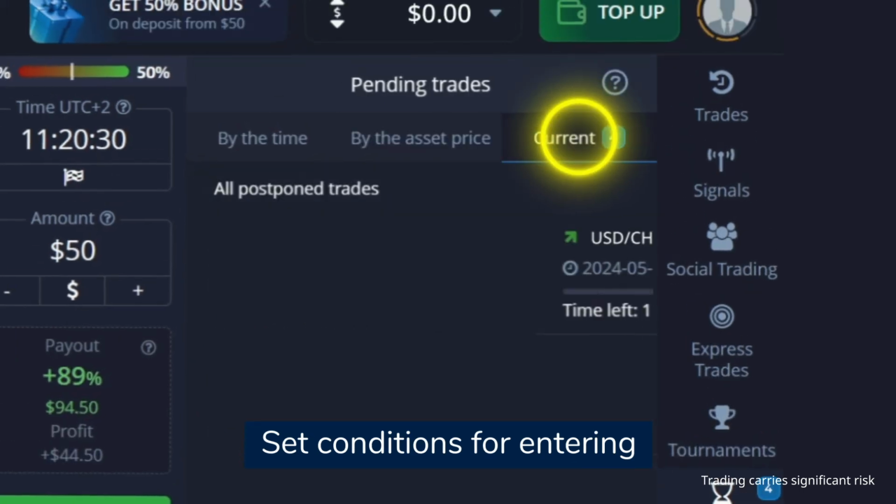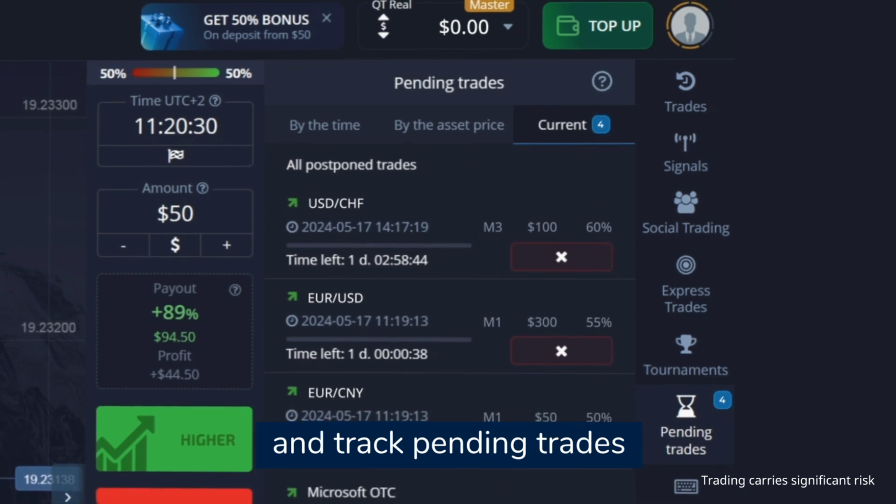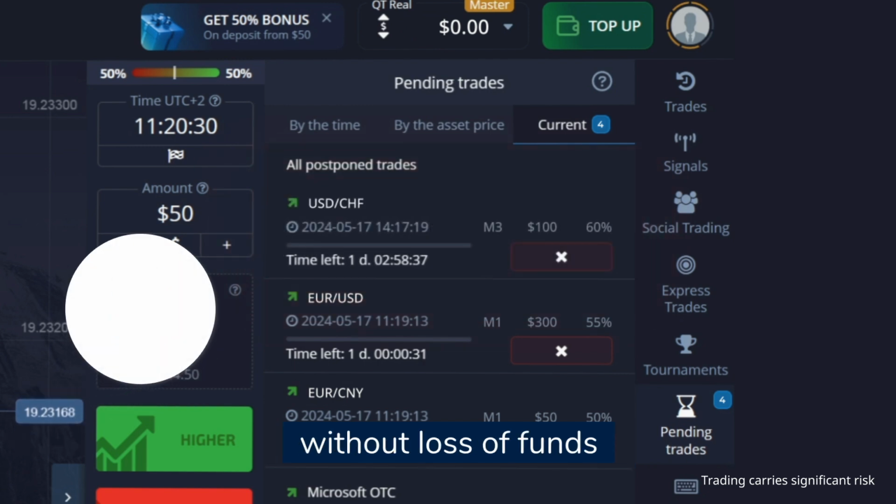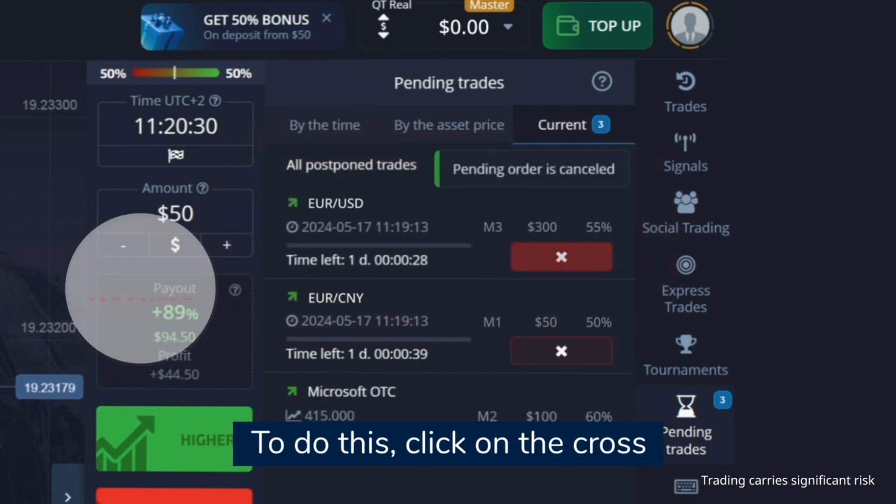Set conditions for entering a trade in advance and track pending trades in the current tab. If necessary, cancel trades at any time before they are opened without loss of funds. To do this, click on the cross.